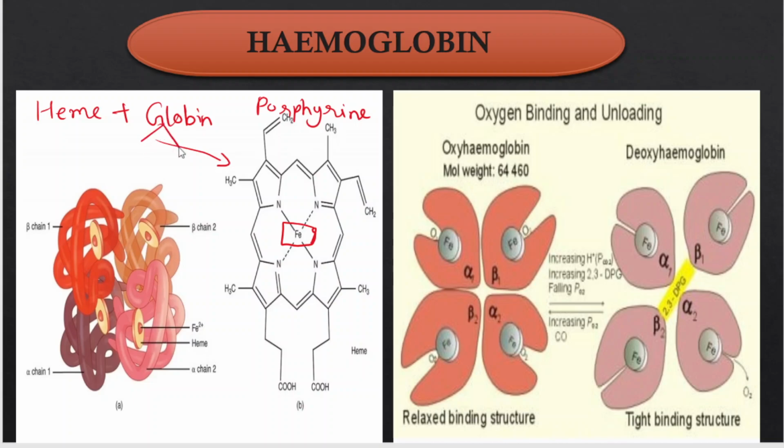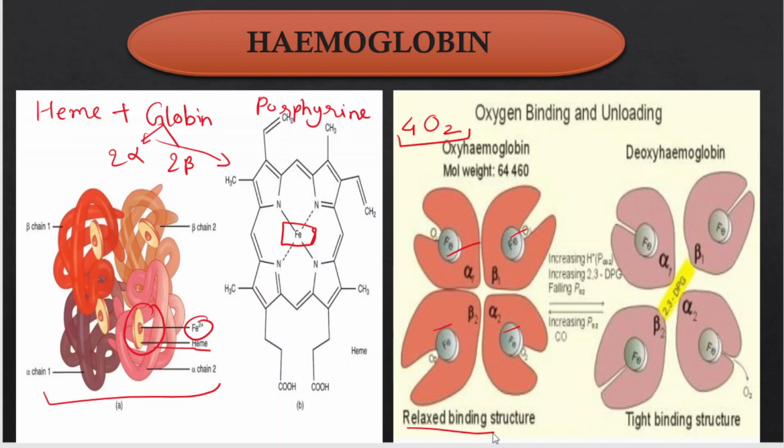When we talk about globin protein, it has two alpha chains and two beta chains. You can see here, each chain is attached with a heme, and heme has a center iron atom. So this is the tetrahedral quaternary structure of hemoglobin. One molecule of hemoglobin contains 4 iron atoms, so it can bind to 4 oxygen atoms. So we can say one hemoglobin carries 4 molecules of oxygen.